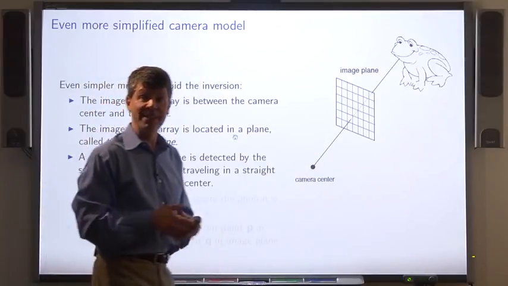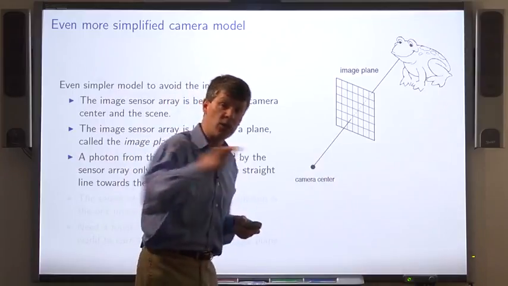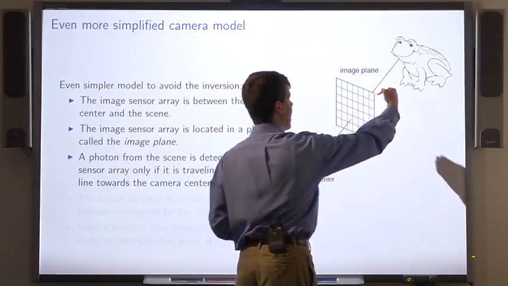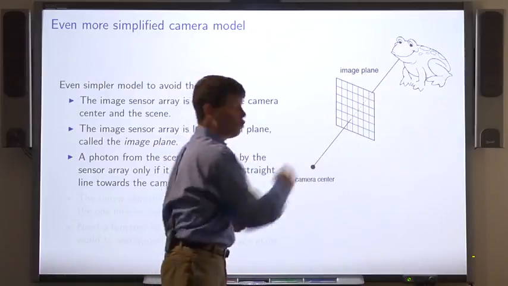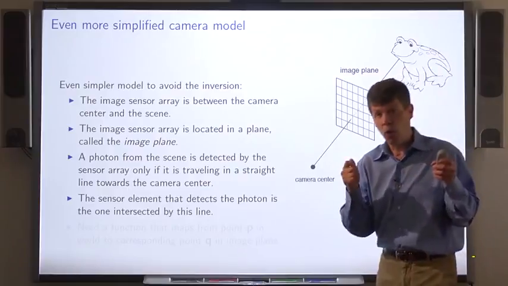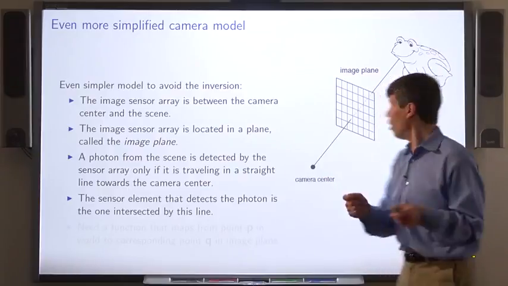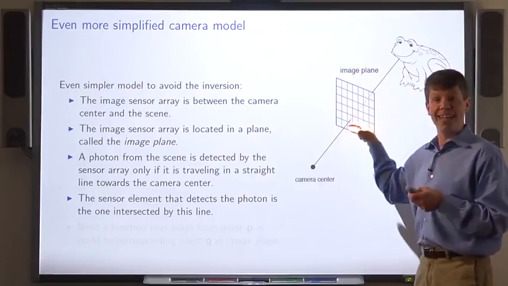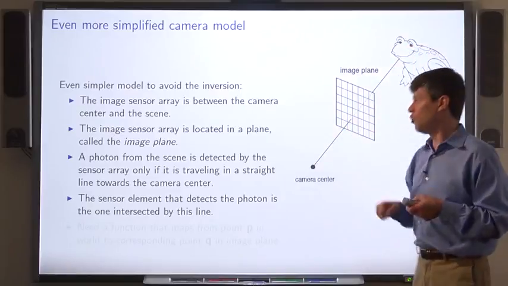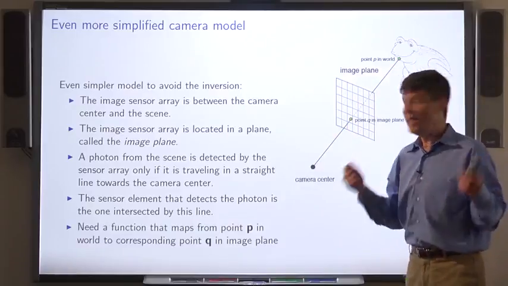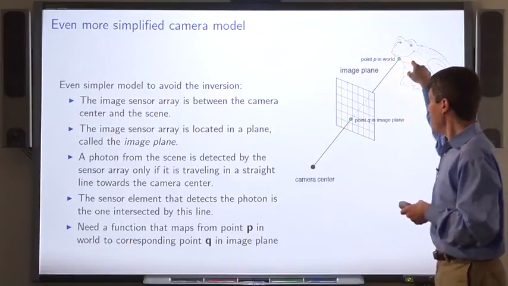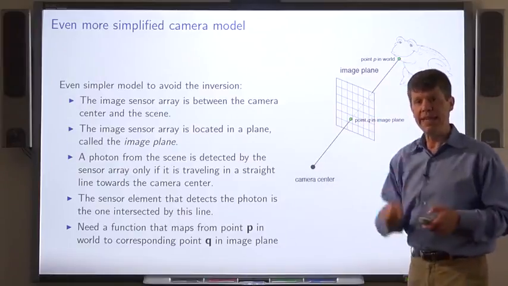A photon is detected only when it goes right to the camera center. So it has to bounce off something in the scene and head through the image plane to the camera center to be detected by the sensor array. And which sensor array element detects that photon? It's whichever sensor array element is intersected by the line that the photon travels along from the scene to the camera center. So we need a way to map between points in the world, P, and the corresponding points, Q, in the image plane.